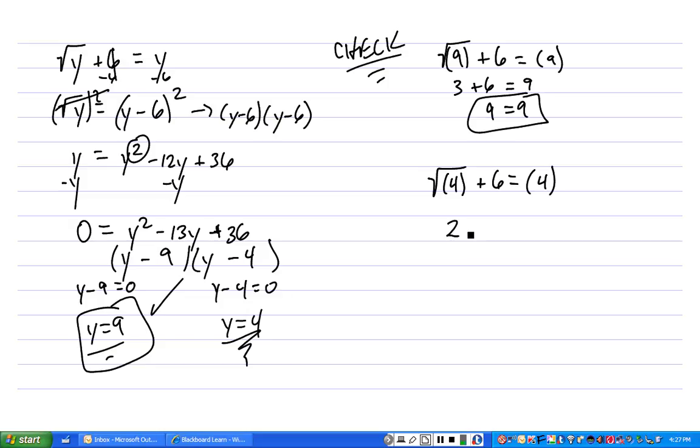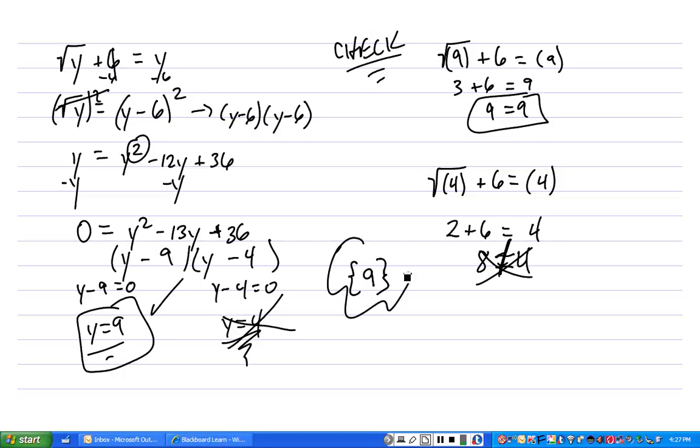Square root of 4 is 2. 2 plus 6 equals 4. 2 plus 6 we know to be 8. Does 8 equal 4? No, it does not equal 4. 8 does not equal 4. So this does not check out. So y equals 4 is not a solution, and your only solution ends up being the 9. The 9 was the only one that worked.